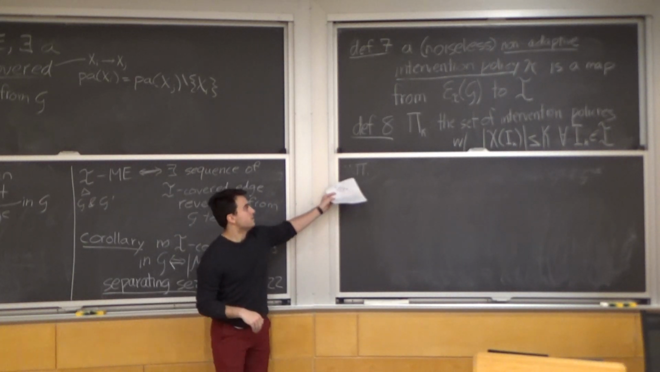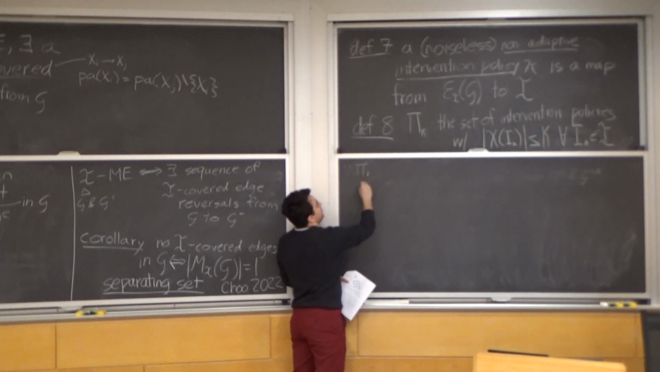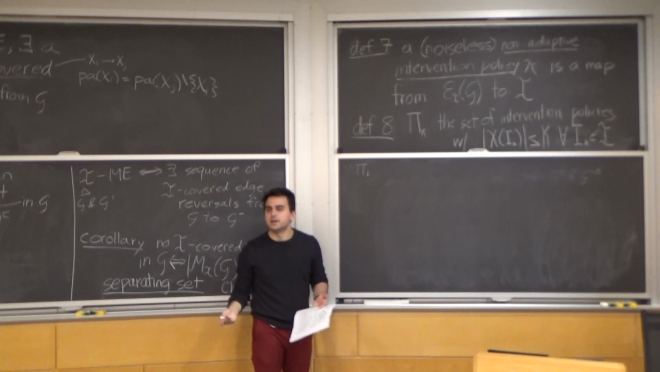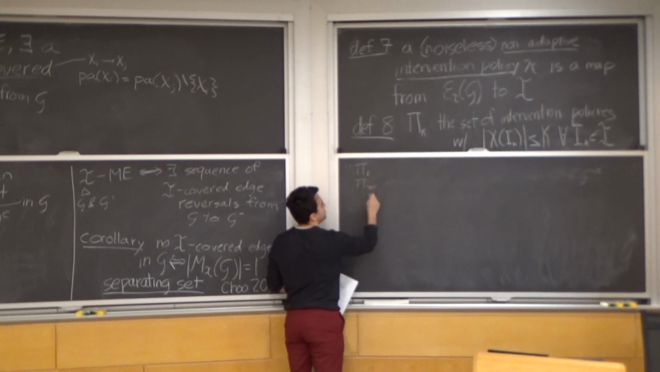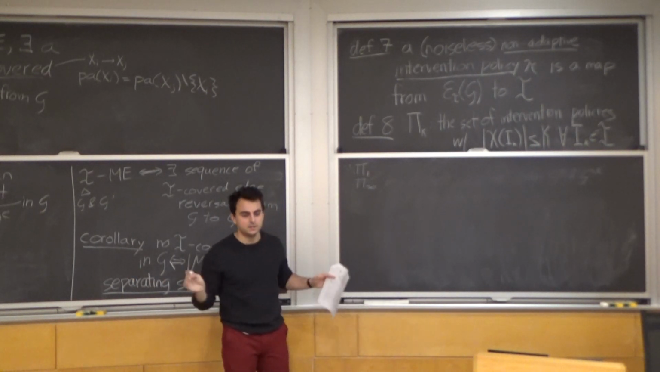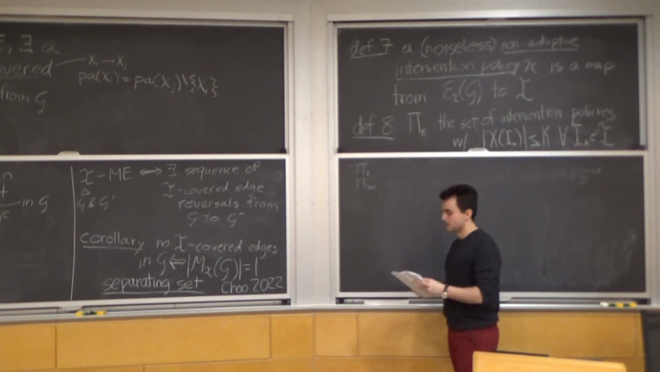So either pi 1 or pi k for some small k are common from an application perspective. From a theory perspective, people will also consider unbounded size, which you can denote by pi infinity. It doesn't matter what size the graph is, pi infinity means we allow interventions of any size.